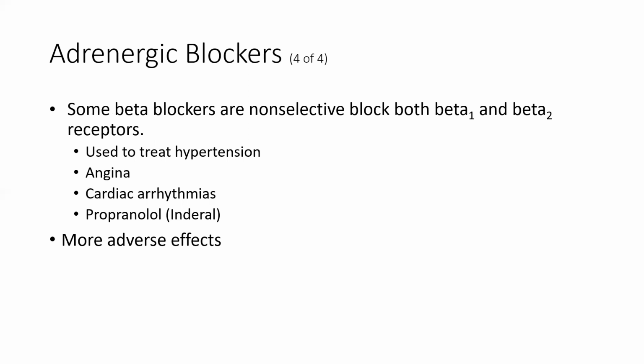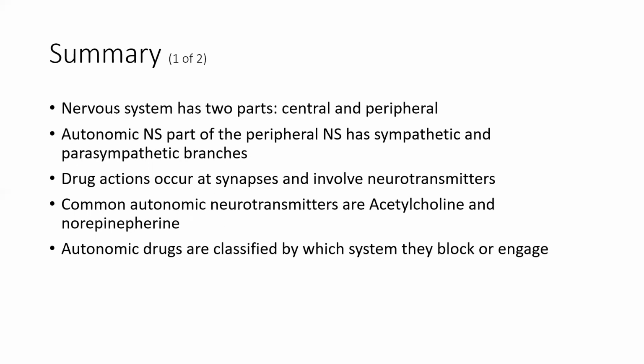Some beta blockers are non-selective, blocking both beta-1 and beta-2 receptors. They're used to treat hypertension, angina, cardiac arrhythmias. Propranolol, for example, Inderal. It's a very, very important drug, propranolol. Apart from hypertension, angina, cardiac arrhythmias, nowadays it is also used for migraine prophylaxis. More adverse effects.